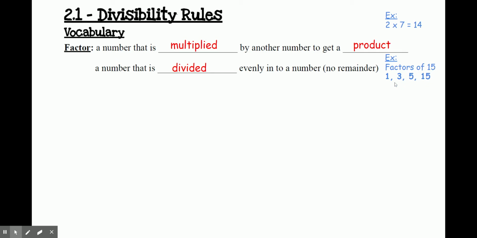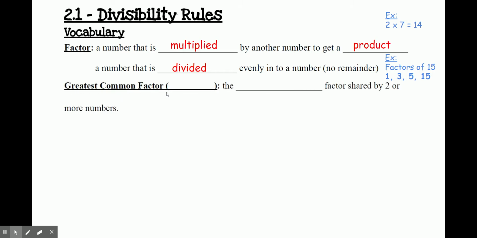So if you divide 15 by any of these numbers, you won't have a remainder or a decimal or a fraction. But let's say you divide 15 by 2. You'd end up with 7.5. And so that is not considered a factor of 15.